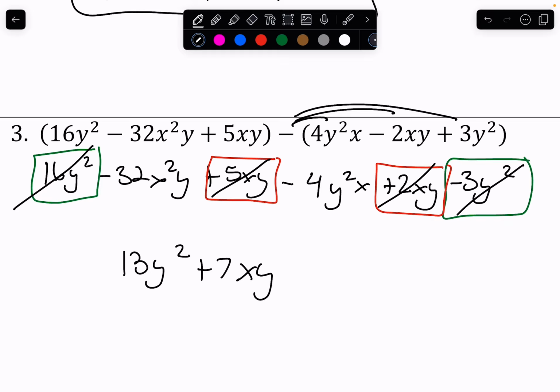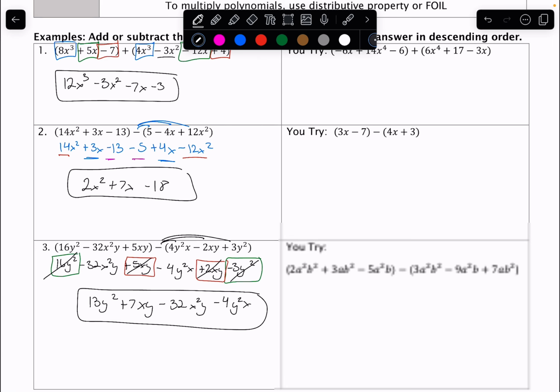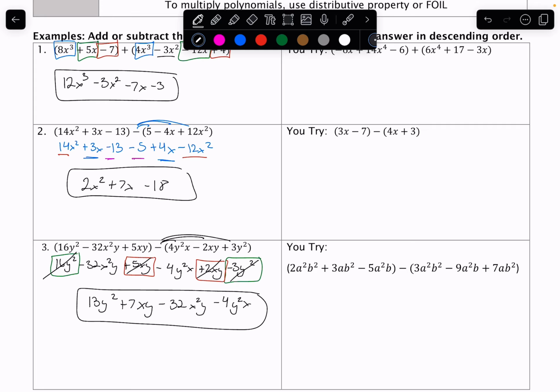And then these last two don't have anyone to really connect with here, so we've got 32x squared y minus 4y squared x. All right. And then you can, of course, go ahead and give the u-try a shot.